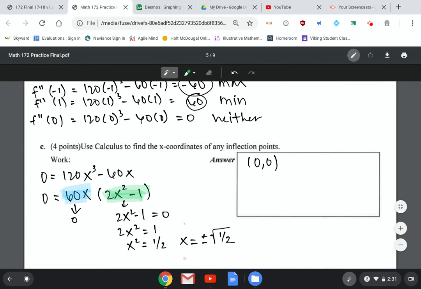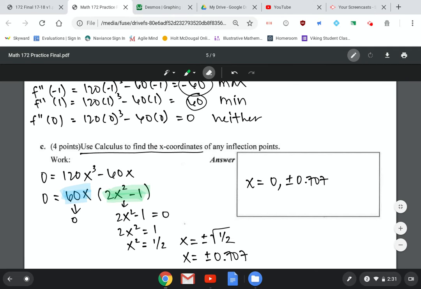So we have x equals plus or minus 0.707. So use calculus to find the x coordinates of any inflection point. I guess we didn't actually need that y coordinate. So x equals 0 and plus and minus 0.707. Of course, you could keep that the square root of 1/2 or root 2 over 2. Any of those answers are going to work, but because it doesn't have to be exact, you can round to those 3 decimal places. Let's see if that makes sense on our graph.